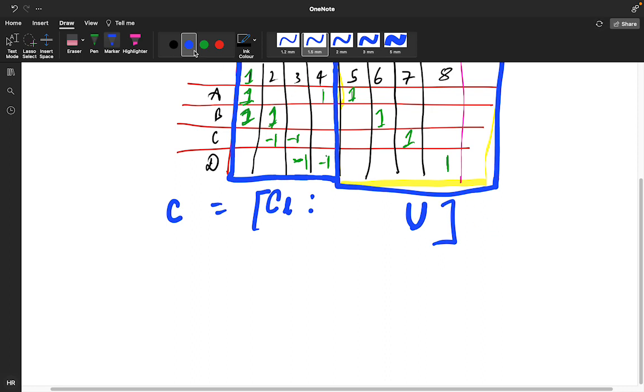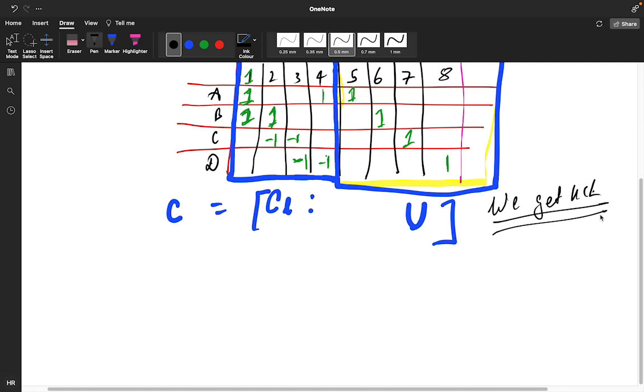And why are we doing the cut sets? Cut sets are useful for what? We will get KCL. That's it.